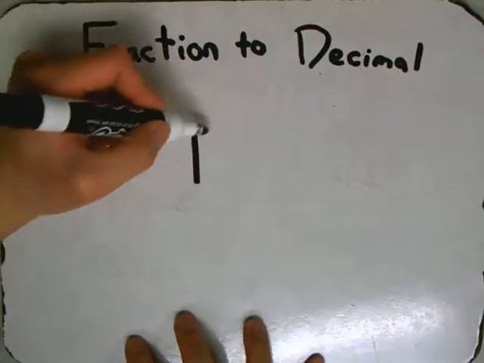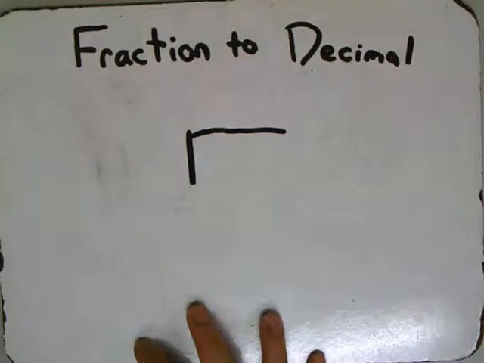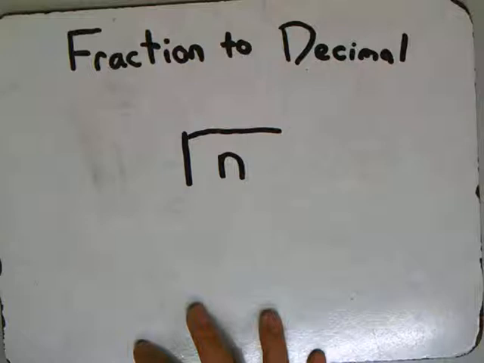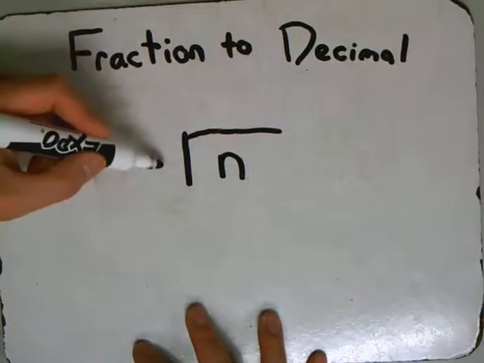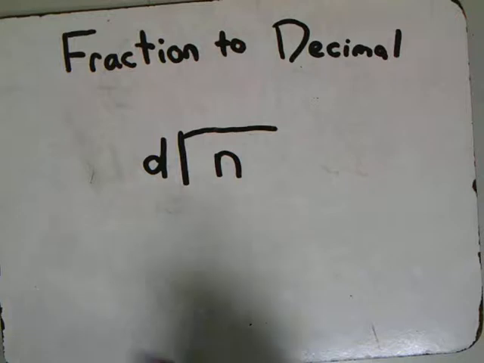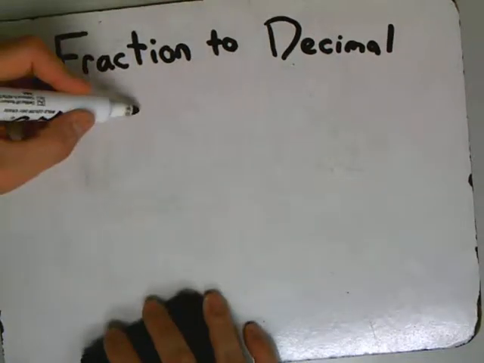The first thing you can do is draw your division box. Then, inside your division box, you will always have your numerator. And on the outside of your division box, you will always have your denominator. So let's go ahead and try this with a fraction. Let's take a simple fraction to start with. Let's look at the fraction 1/10.